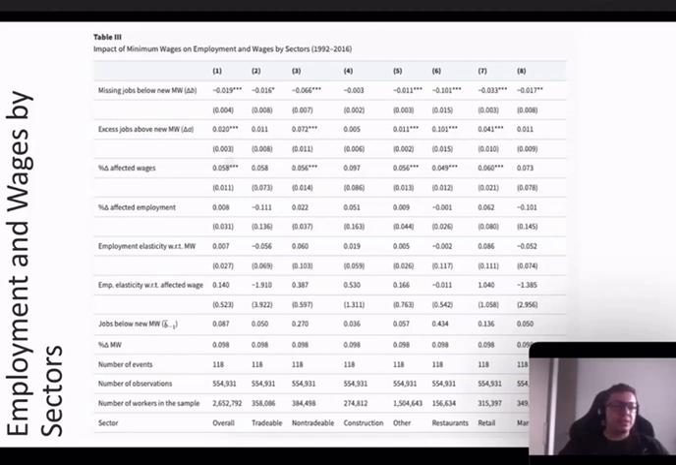Tradable sector is column 2, non-tradable sector is column 3, construction is column 4, and the other sector is column 5. The restaurant is column 6, retail is column 7, and the manufacturing industry is column 8. Our classification of tradable, non-tradable, construction, and the other sector is the same.